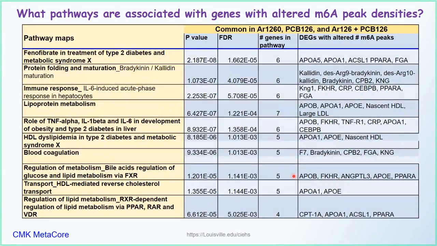Then we can use a program called MetaCore to analyze what pathways are associated with genes with altered m6A peak densities. These are the common pathways that were identified for all the exposure groups, filtered by being mouse liver. So what do we see? Well, we see fenofibrate treatment of type 2 diabetes and metabolic syndrome, and this makes sense. Protein folding, immune response in hepatocytes, lipoprotein metabolism, and you can read this faster than I can say it. But this is consistent with changes that are seen in human patients with NAFLD and NASH.